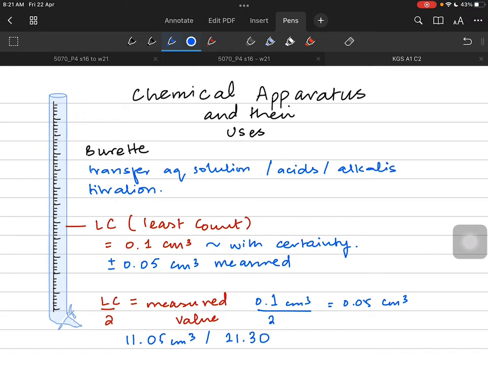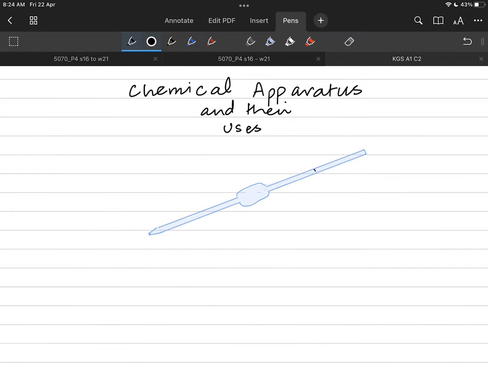11.05, 21.30, again centimeter cube, 39.15 centimeter cube. So these are two decimal places after burette, and we make sure that when we are measuring using a burette, we add two decimal places. It starts at 0.00 and ends at 50.00. So these are the values. When we open the knob, the liquid is transferred and we measure the initial and the final values.